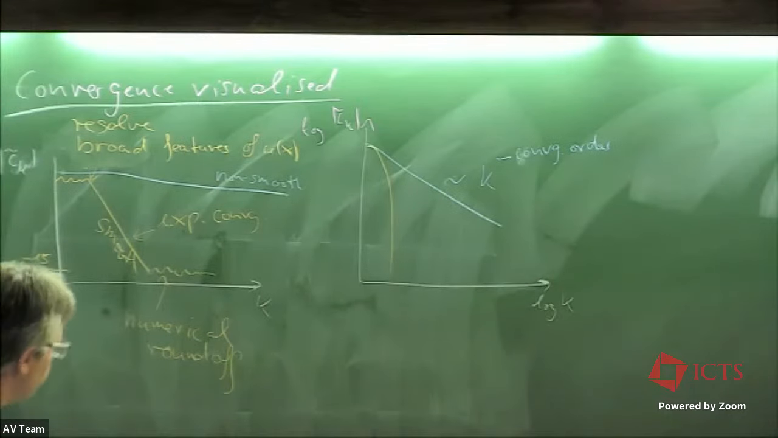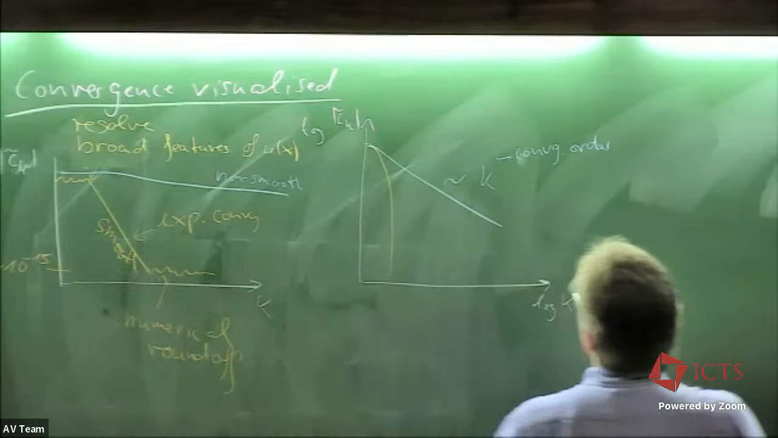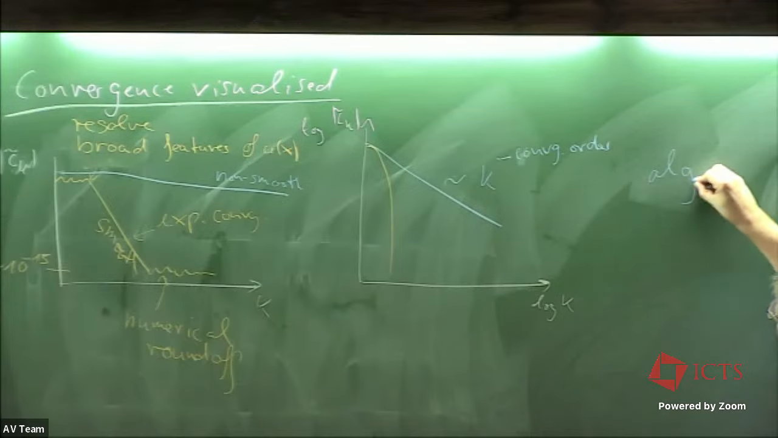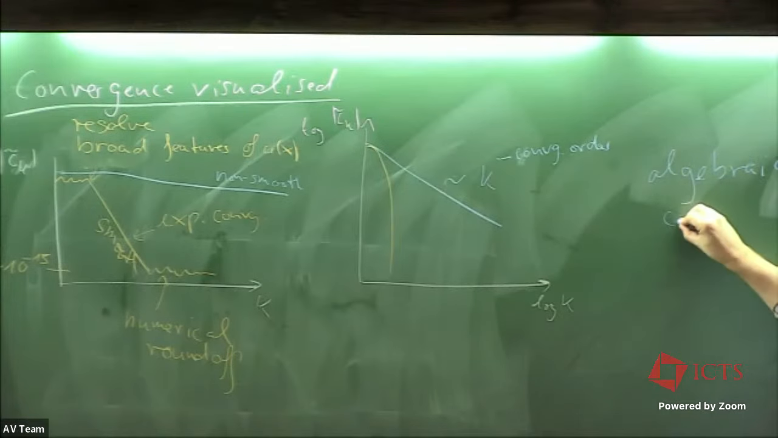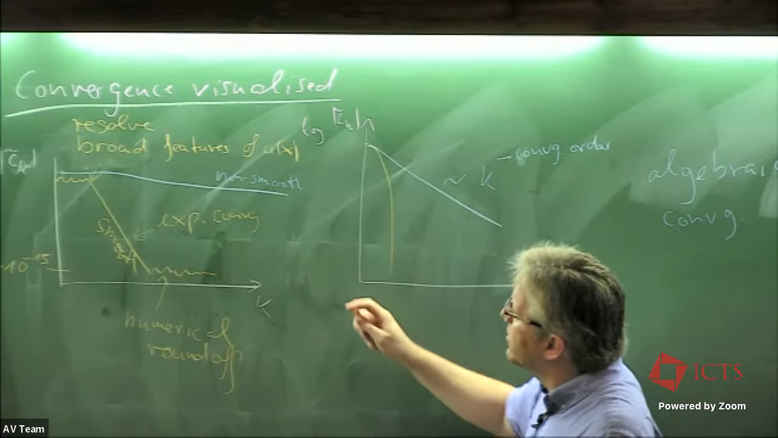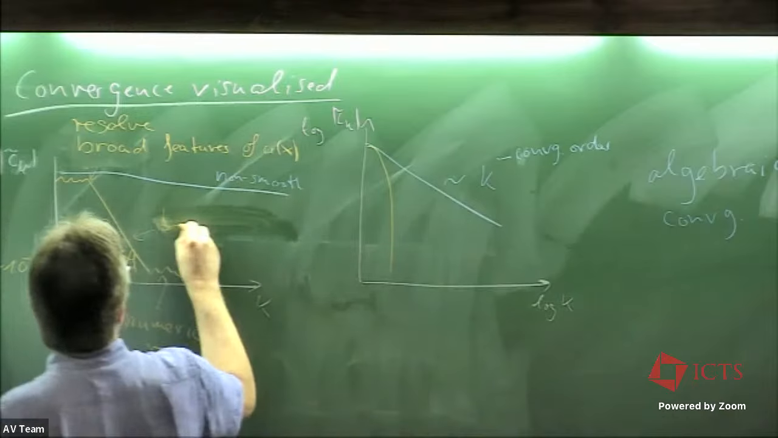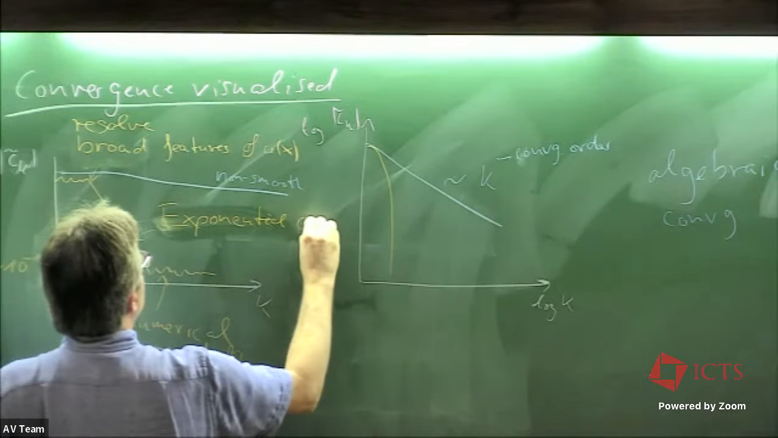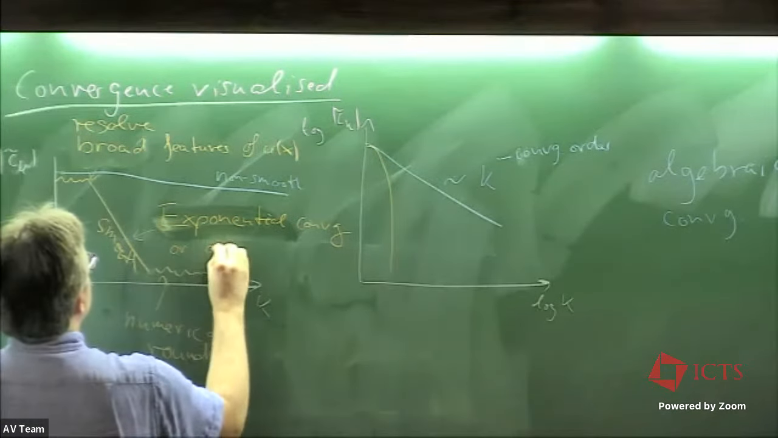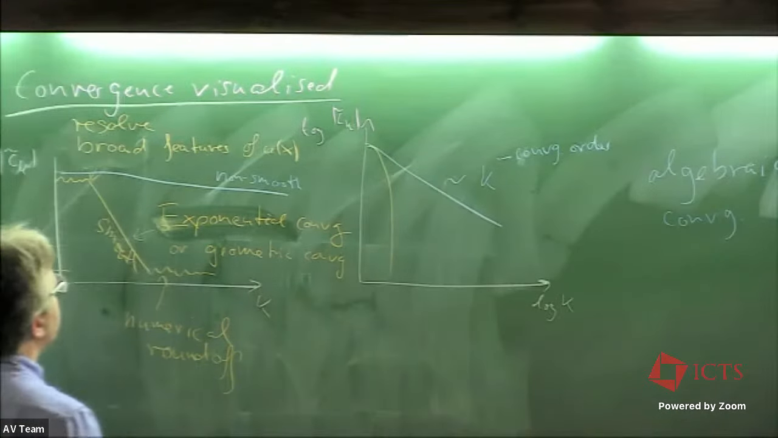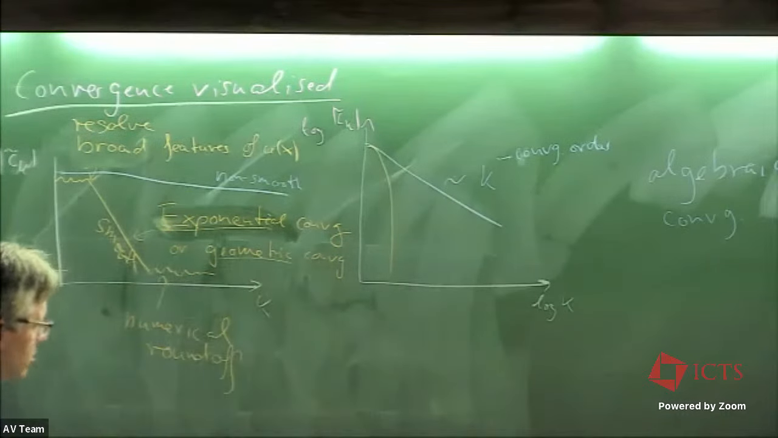And so the important naming convention is that k to the minus some power is called algebraic convergence. Whereas the one we care about, this one over here, is called exponential or geometric. I'm using the word exponential.